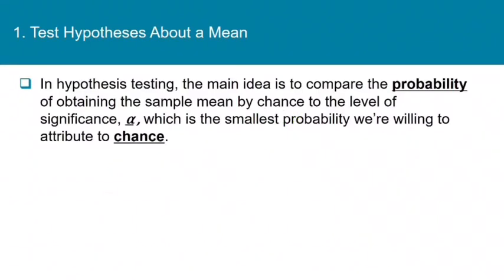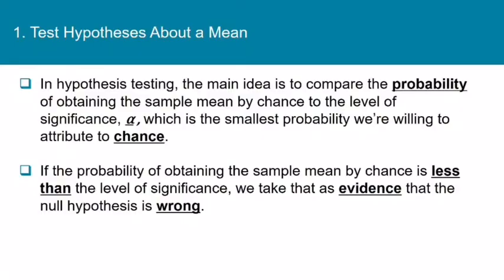So in hypothesis testing, the main idea is to compare the probability of obtaining the sample mean by chance to the level of significance, which is alpha, which is the smallest probability that we're willing to attribute to chance. If the probability of obtaining the sample mean by chance is less than the level of significance, then we take that as evidence that the null hypothesis is wrong.